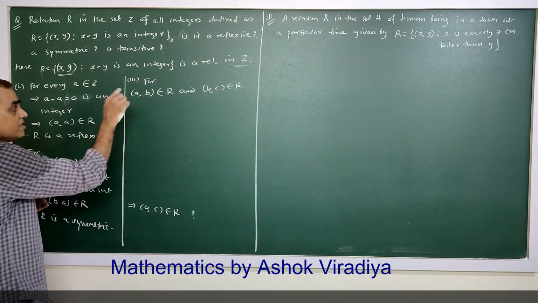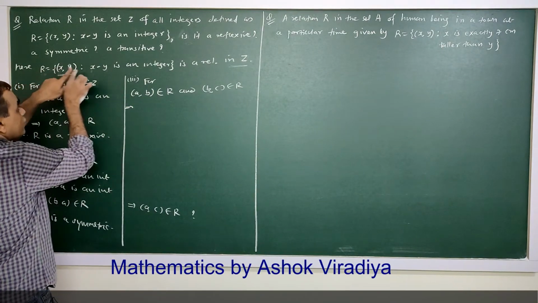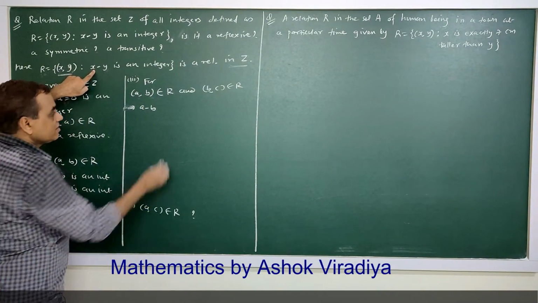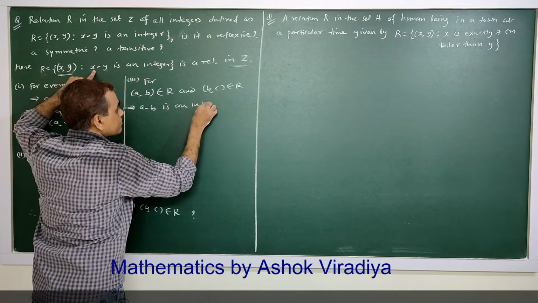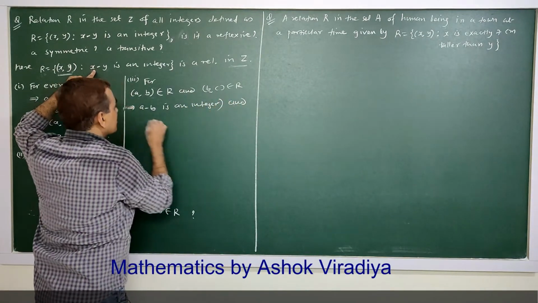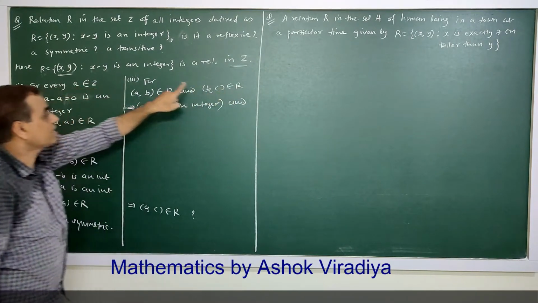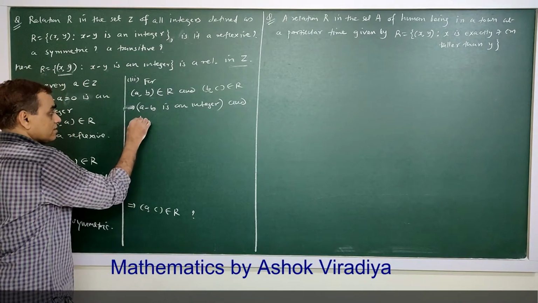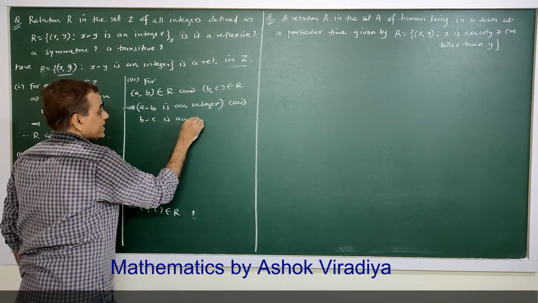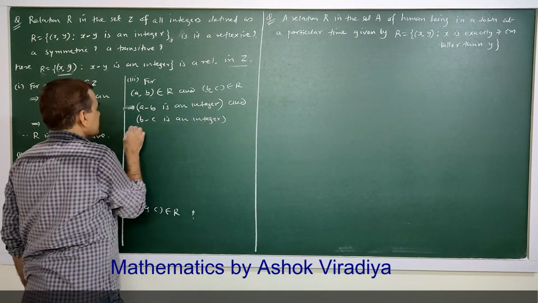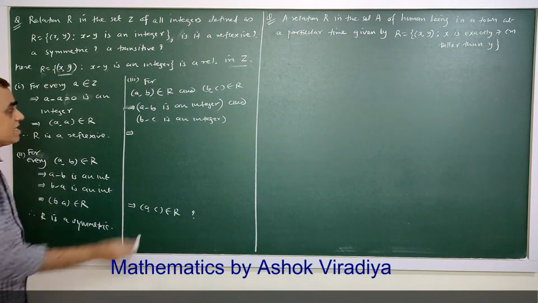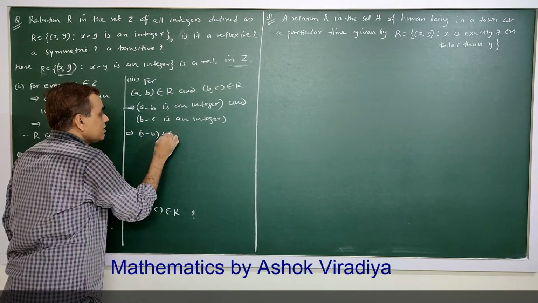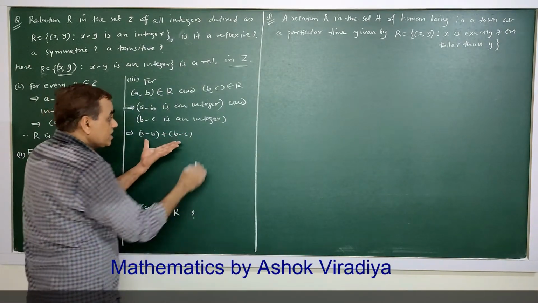Let us check. If AB is in R, then obviously A minus B is an integer. And if BC belongs to R, then B minus C is also an integer. A minus B is an integer, B minus C is an integer. So the sum of two integers is again an integer, so this is also an integer.